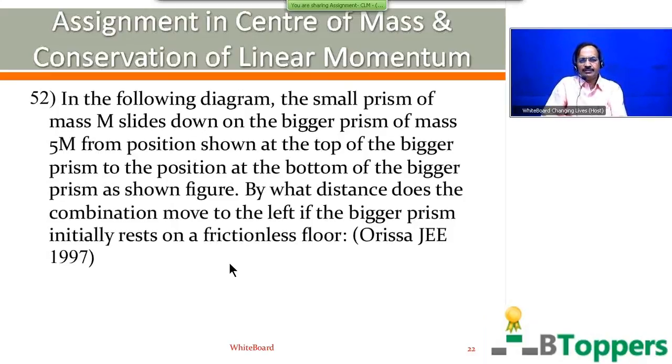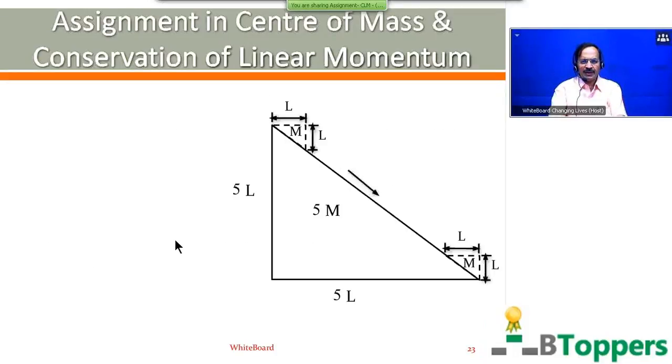In the following diagram, the small prism of mass capital M slides down on the bigger prism of mass 5M, from the position shown at the top of the bigger prism to the position at the bottom of the bigger prism, as shown in the figure. By what distance has the combination moved to the left? The bigger prism initially rests on a frictionless floor. So I'll be showing you the diagram next slide.